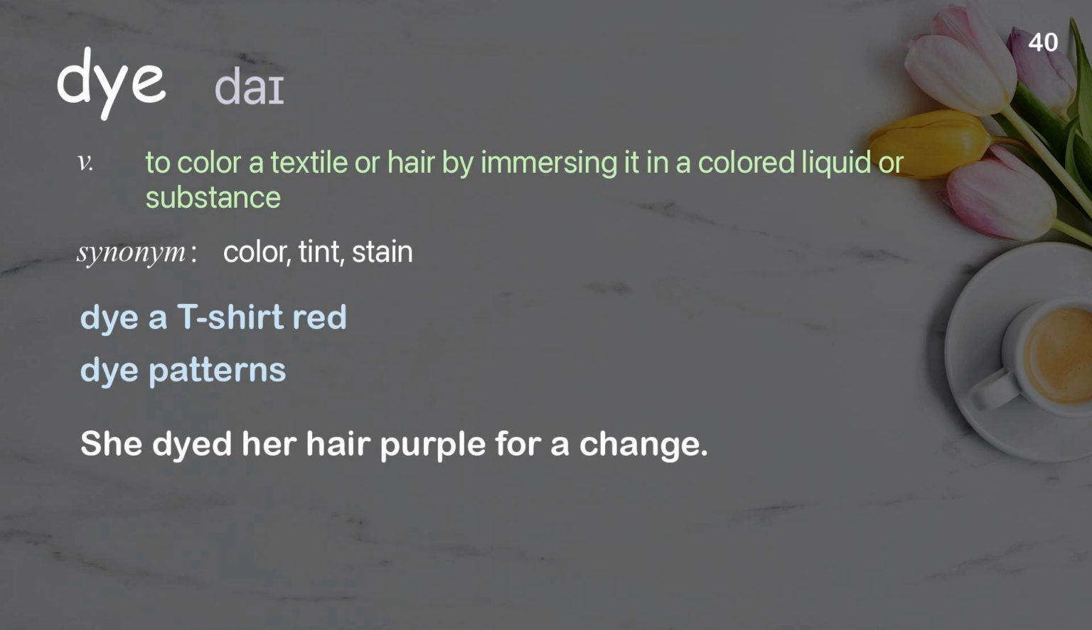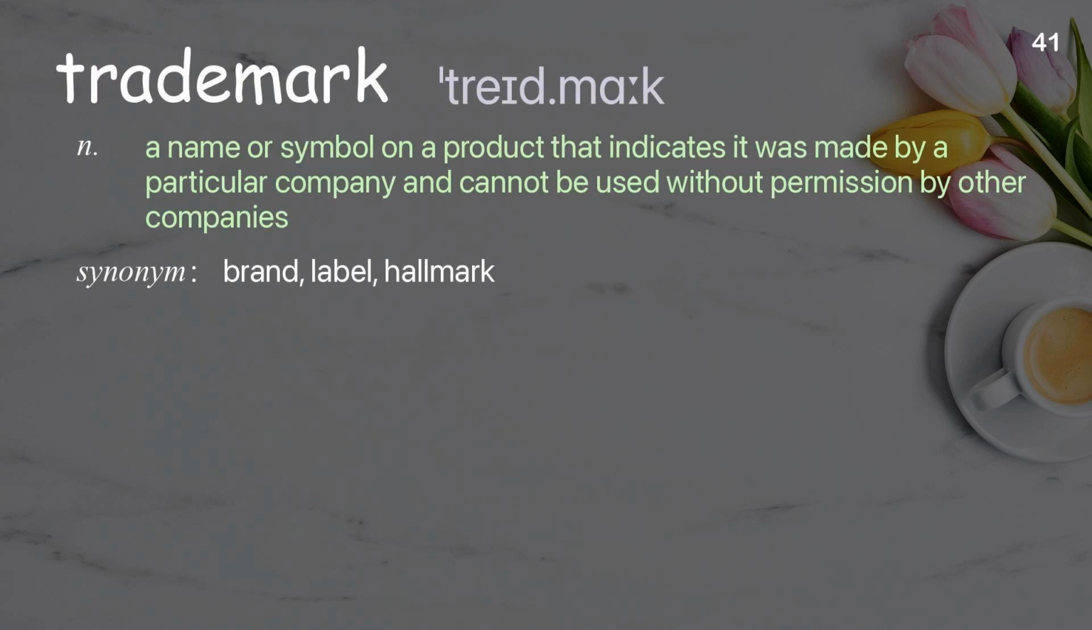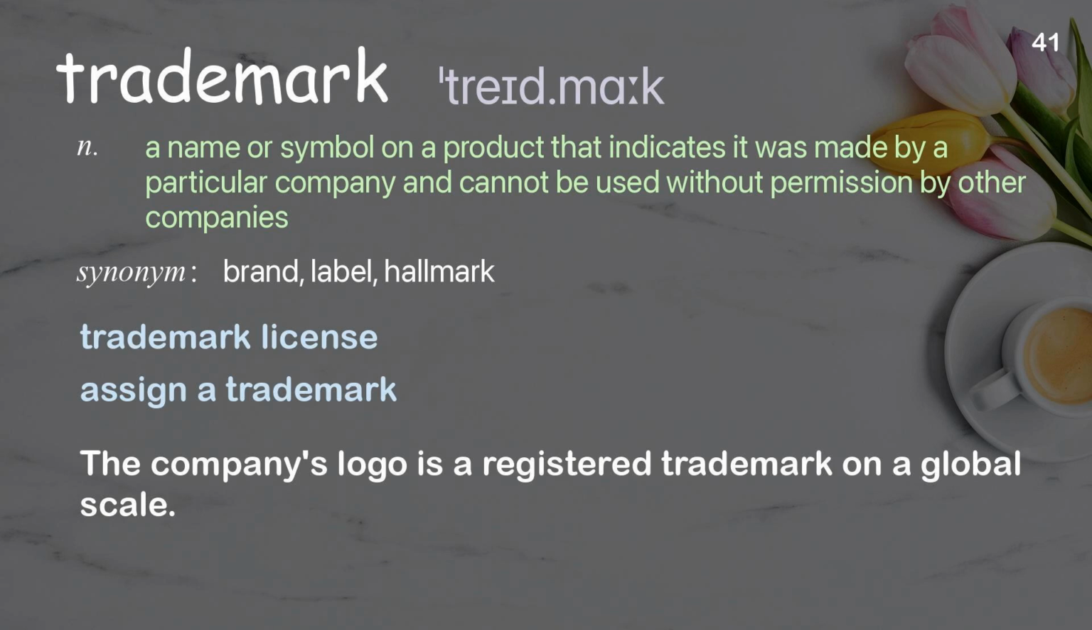Trademark. A name or symbol on a product that indicates it was made by a particular company and cannot be used without permission by other companies. Examples: Trademark license. Assign a trademark. The company's logo is a registered trademark on a global scale.